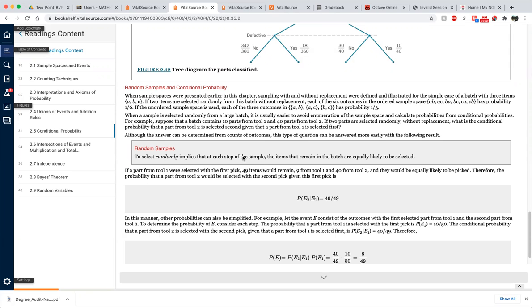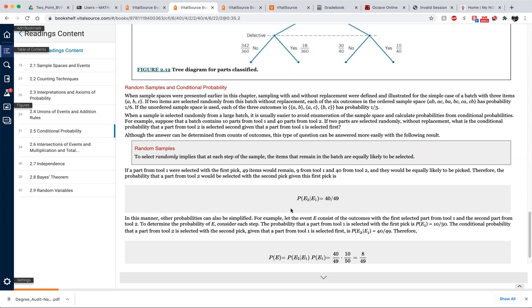Even if we select one outcome in the sample space, and replacement is not allowed, the size of the sample space is reduced. Still, the probability of each outcome is equally likely. So look at this example.